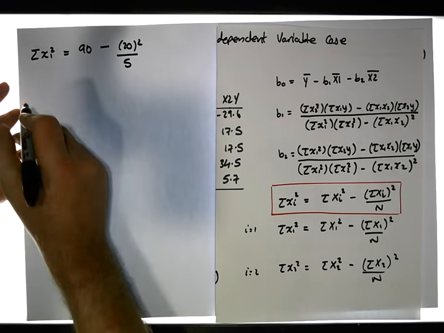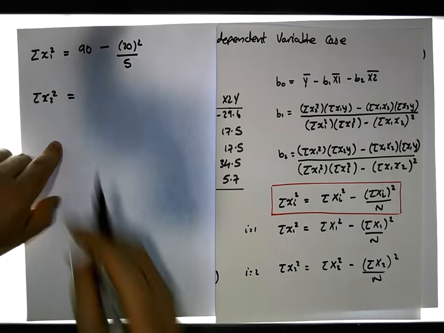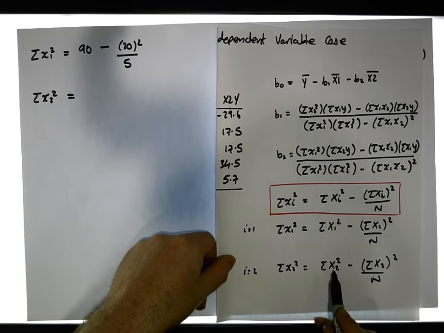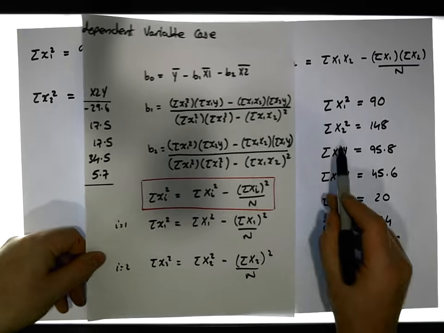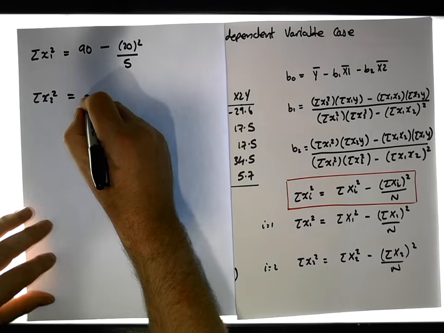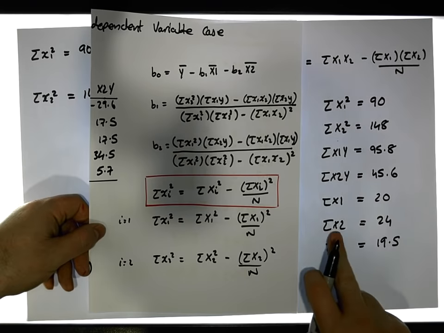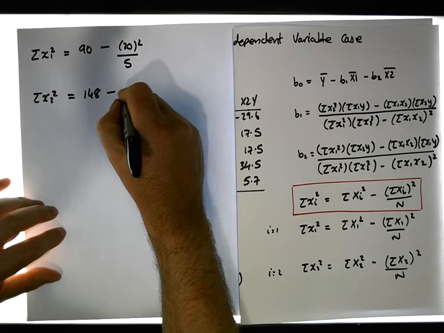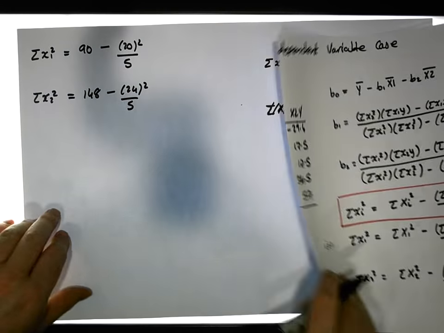The second one is the sum of the x2 squared values, which is the sum of the squares of the x2 variable, which is 148, minus the square of the sum of the x2 variable, which is 24 squared, over 5.